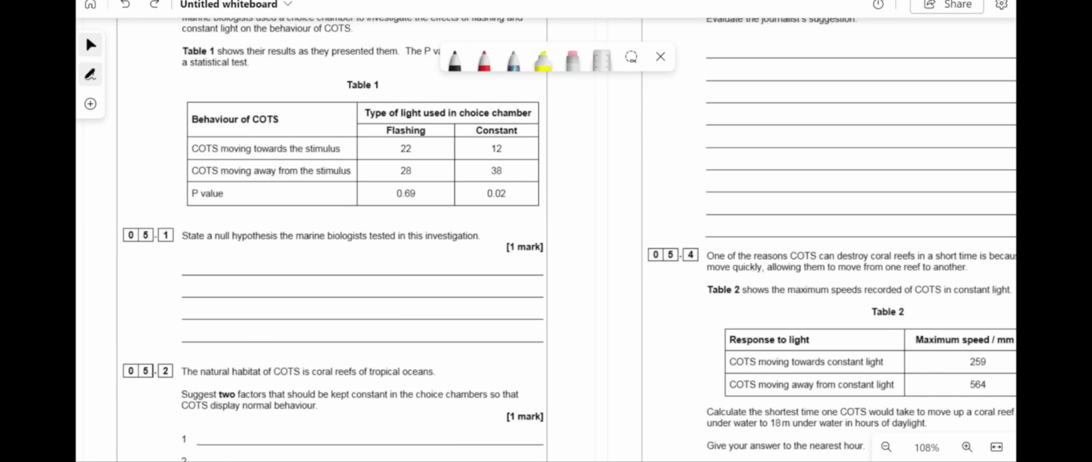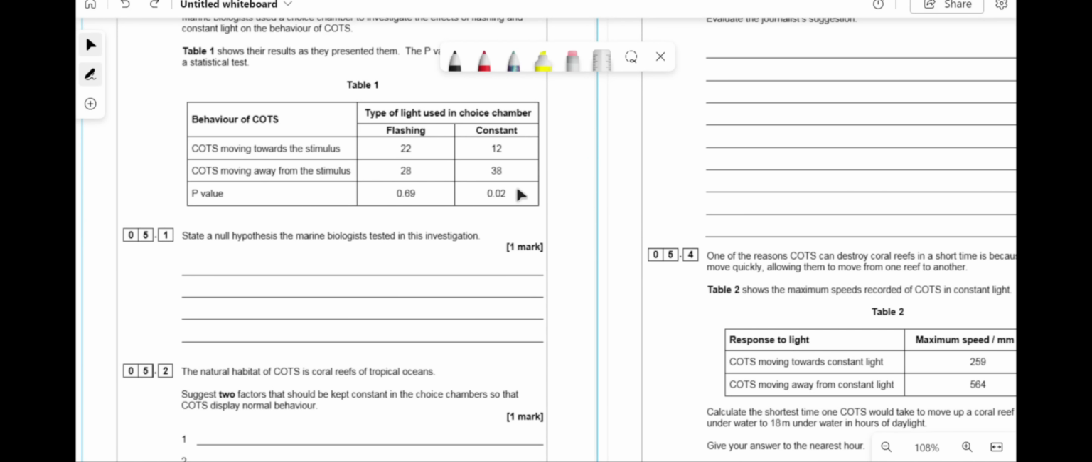So it says state the null hypothesis the marine biologists tested in this investigation. So you should be able to conclude that this is a chi-squared scenario here. We're expecting it to be equal between both groups. There's no difference. However, you can see there's a difference, and that's what the p-values are. So your null hypothesis has to say there's no difference between what we expect and what we observe.